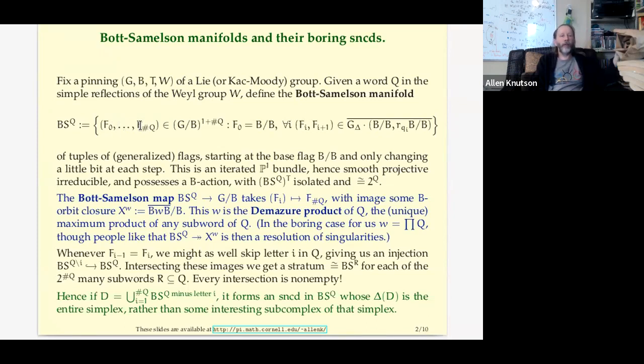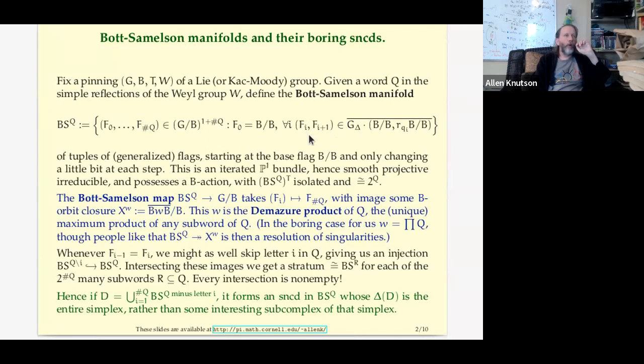So you get a whole bunch of divisors, each one of which is obviously smooth. If you intersect a bunch of them, then that's just saying I'm going to have F3 is equal to F2 and F6 is equal to F5 is equal to F4. You'll have a bunch of equalities. And obviously you keep getting smaller and smaller Bott-Samelsons this way. So you get this very easy SNCD in the Bott-Samelson manifold with what I'm going to call sub Bott-Samelsons.